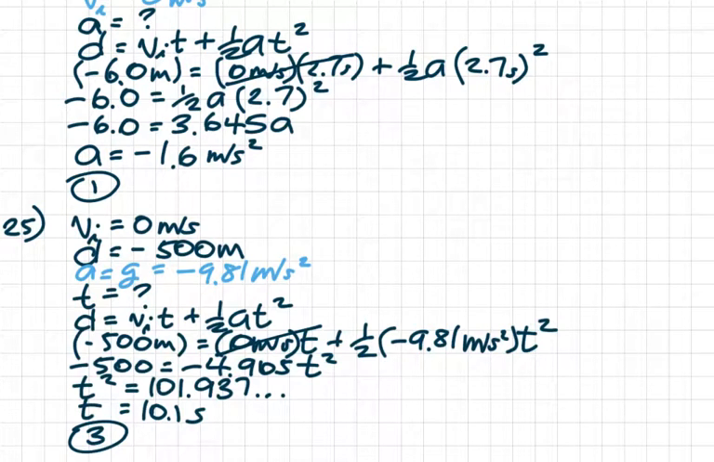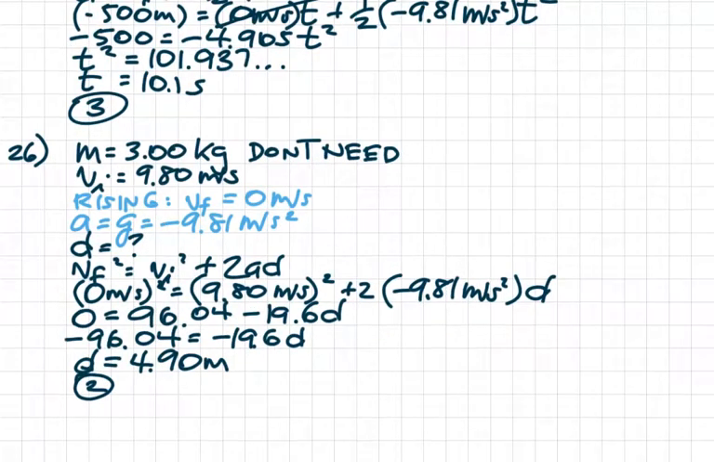Similar to number 24, but this time it is on Earth, so A is negative 9.81. The object displaces 500 meters downward, so I made that negative. I get about 10 seconds, choice 3. Number 26, pretty straightforward, choice 2.